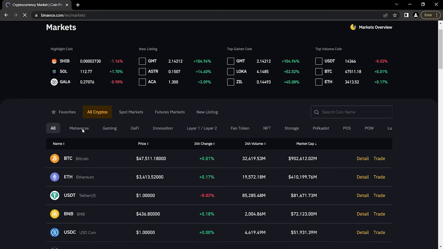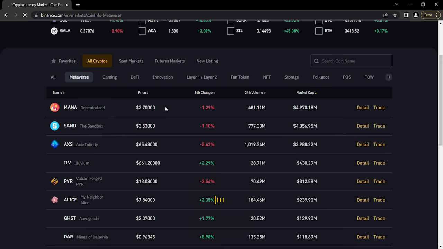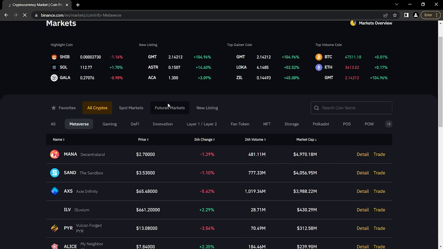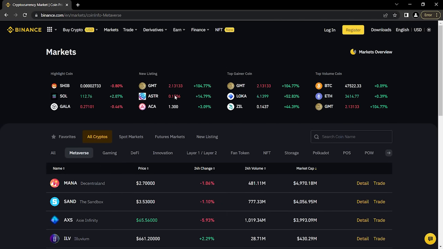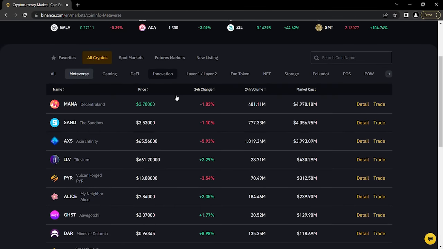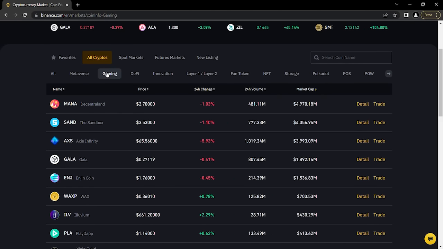multiple categories here. We also got a spot market, futures markets, USDM futures, and also CoinM futures. The market interface is very developed and easy to understand and use for beginners. All charts are shown on the 24 hours changes.